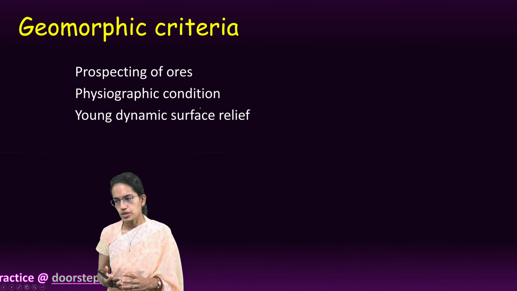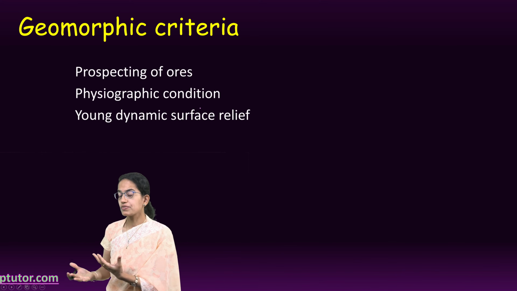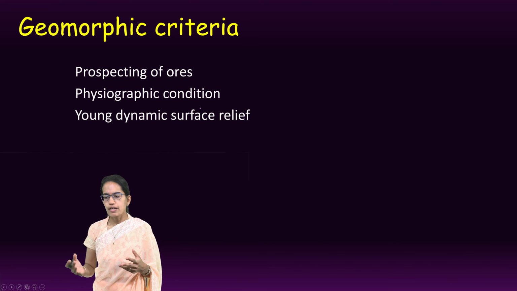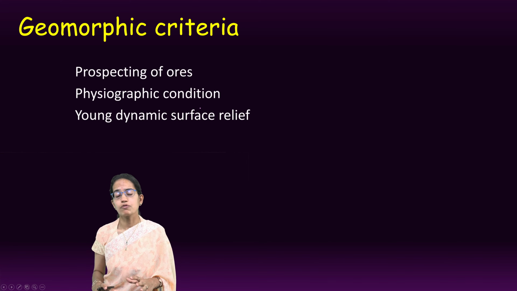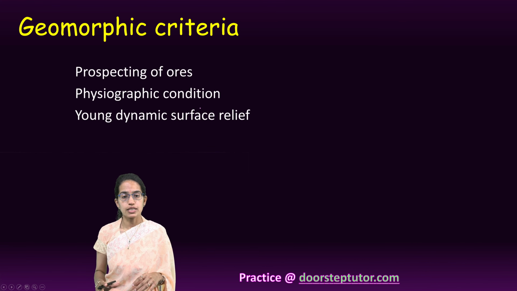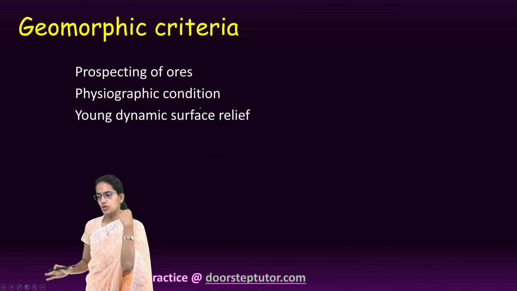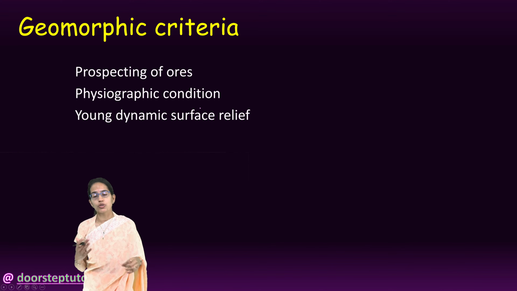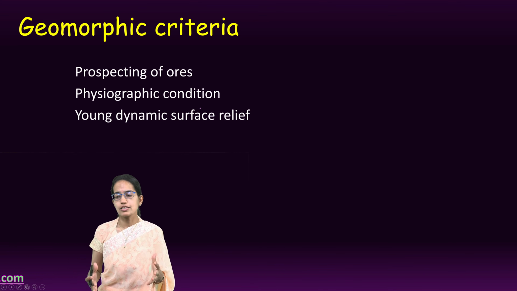So what is the physiographic condition? For example, if there is a sinkhole, it could determine presence of gypsum or limestone. There are various topographical maps, aerial photographs, remote sensing satellite imageries which could help us understand the physiographic conditions, the young dynamic surface relief, and how do we understand the geomorphic analysis for a region.